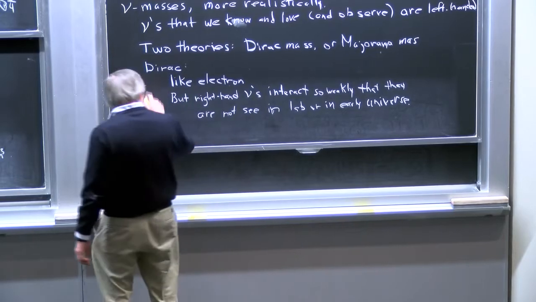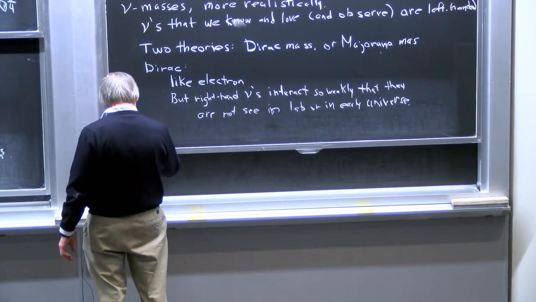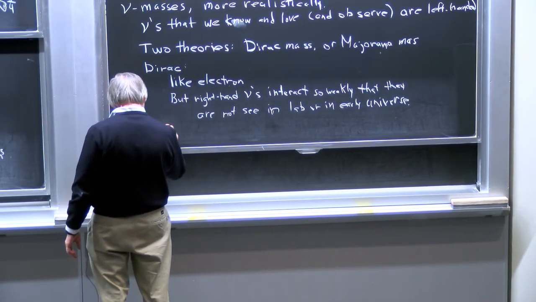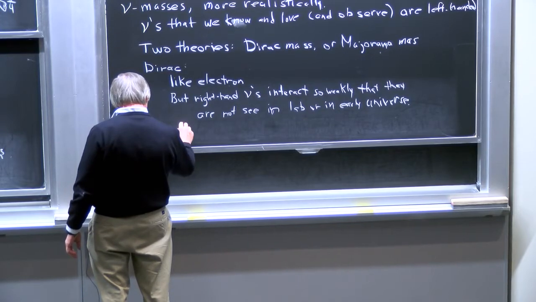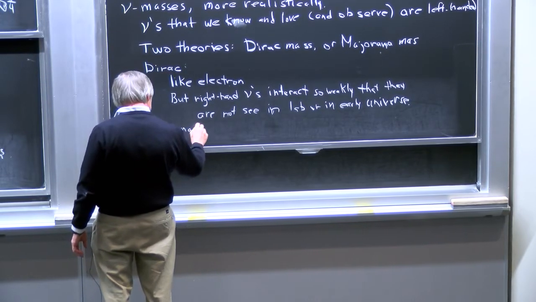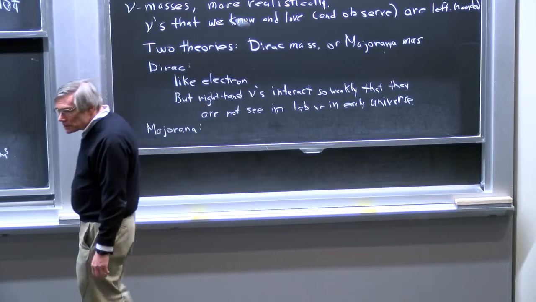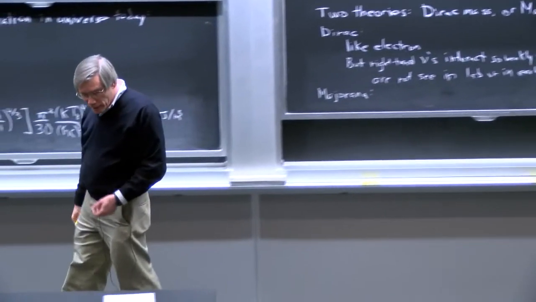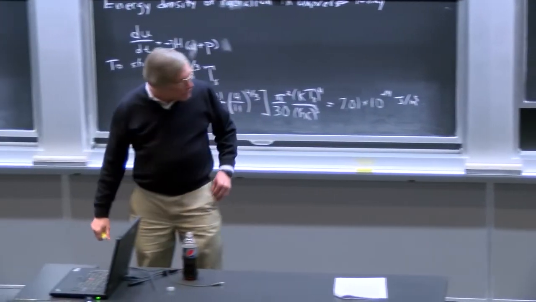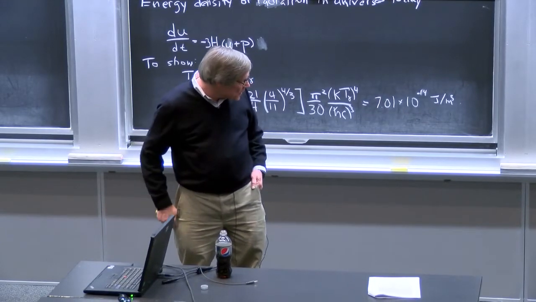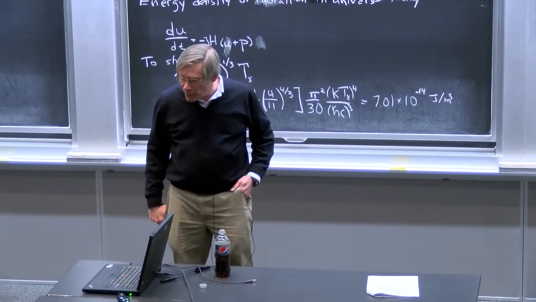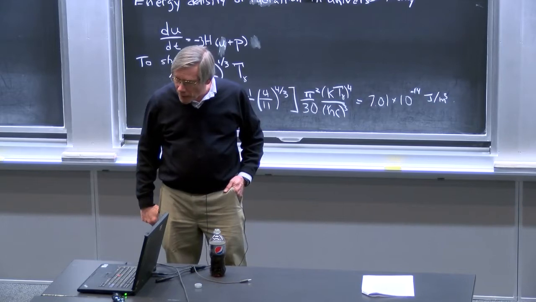Okay, the other type is more peculiar. There are no other particles in nature that are known to have this type of mass, but it's a theoretical possibility. Majorana masses can only be possessed by particles which are neutral, but neutrinos are neutral.